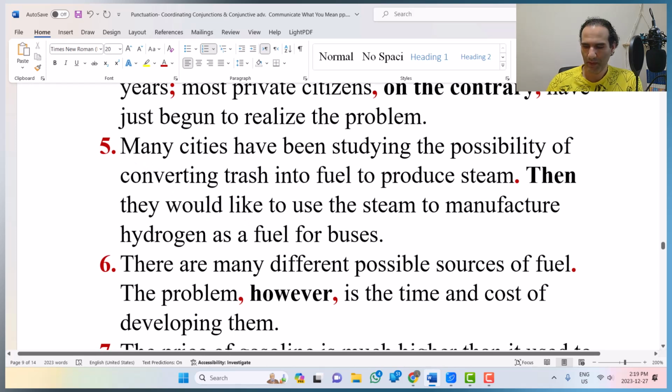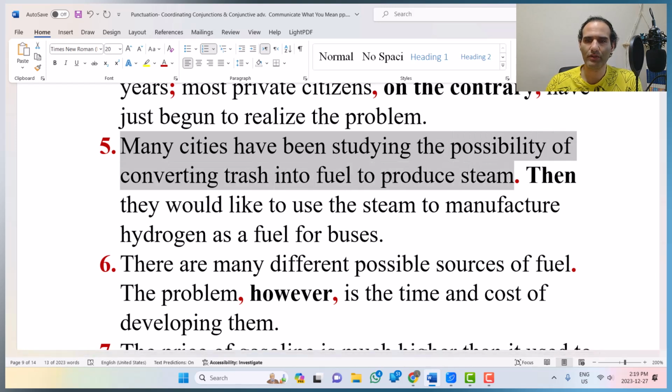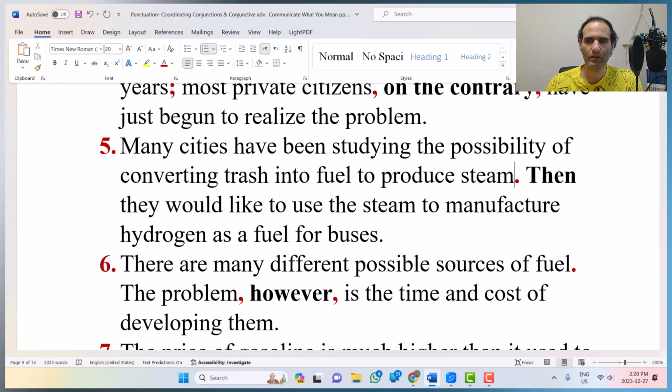Number 5. Many cities have been studying the possibility of converting trash into fuel to produce steam. Independent clause 1 finished, so period. Then, which is not followed by a comma, they would like to use the steam to manufacture hydrogen as a fuel for buses. So 1 point here for you. Convert trash into fuel. This is beautiful. I told you that conjunctive adverbs of time sequence are not followed by a comma, so that's why we don't have it. And here again, you know that we can have a semicolon and small t.